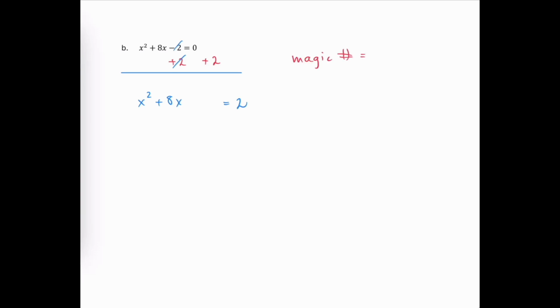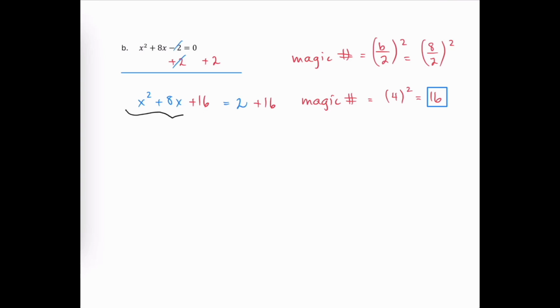As a reminder, that magic number formula is b divided by 2 quantity squared. In this case, our b coefficient is 8, so we're going to have 8 divided by 2 quantity squared. 8 divided by 2 is 4, and 4 squared is 16. So 16 is the magic number that needs to be added to the left-hand side to create a perfect square trinomial, but we also must add that to the right-hand side in order to preserve the balance of the equation.